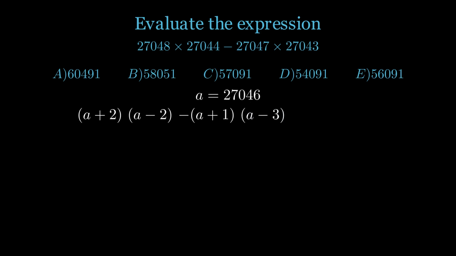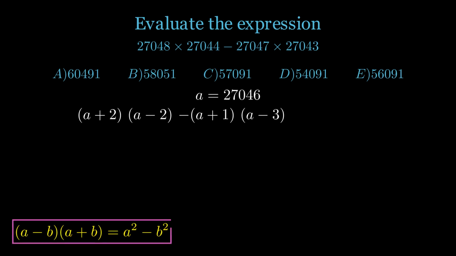Now the original expression becomes as shown. Notice the first part is a product of conjugates, a plus 2 times a minus 2. We can simplify it using the identity a minus b times a plus b equals a squared minus b squared. So this becomes a squared minus 4.